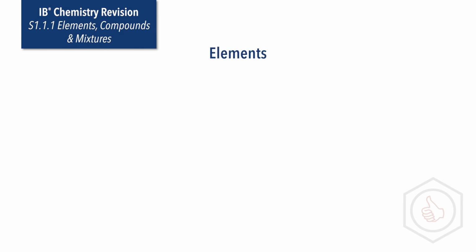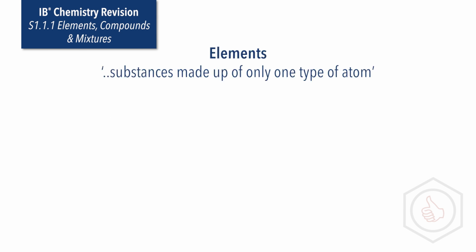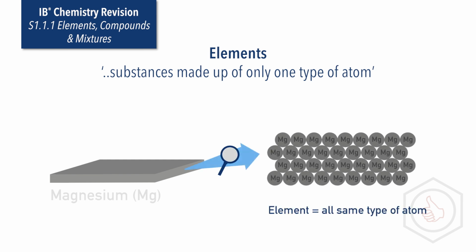Elements are substances made up of only one type of atom. For example, if you take a piece of magnesium metal, inside it you will just find lots and lots of magnesium atoms. They cannot be chemically broken down into simpler substances, and all atoms in an element have the same number of protons, meaning they share the same atomic number. They can be represented by chemical symbols.